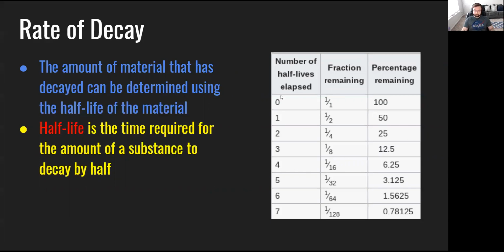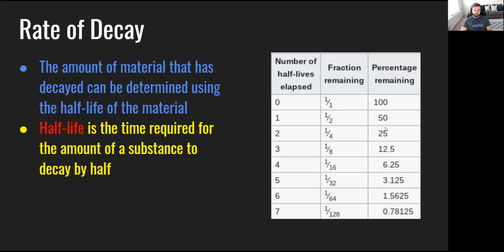Look at this table right here. Starting at the top, if 0 half-lives have elapsed, then you still have 100% of the material. Once 1 half-life progresses, you've lost half of that material. So I went from 100% to 50%. Every half-life is going to decay 50% of what you have. So right now we have 50% of what we started with. Another half-life goes by, so I'm going to lose half of what I have. Well, I already have 50%, so I'm going to lose half of 50%. So I lose 25%.